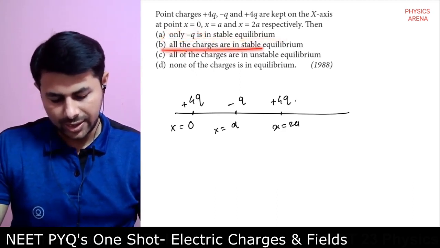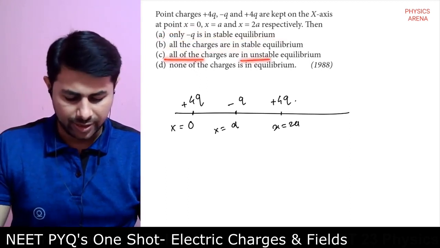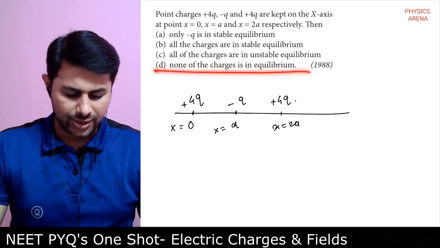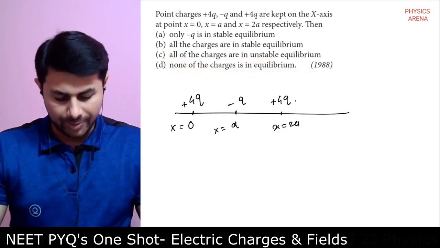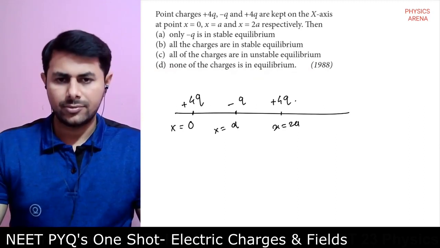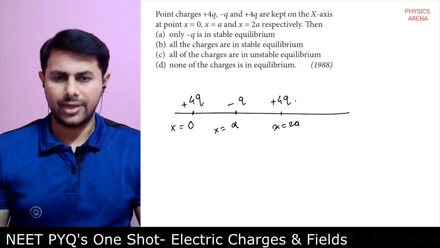Then the options: only minus q is in stable equilibrium; all the charges are in stable equilibrium; all the charges are in unstable equilibrium; none of the charges is in equilibrium. So what will happen? So let's suppose only these three charges are there and nothing else is there.